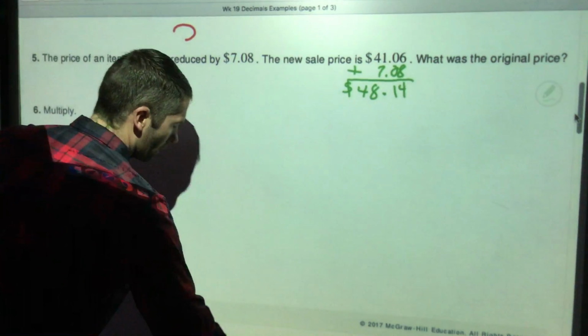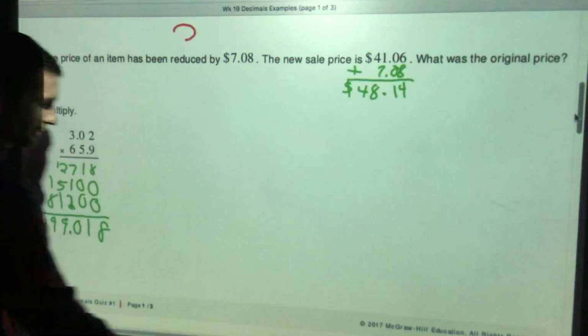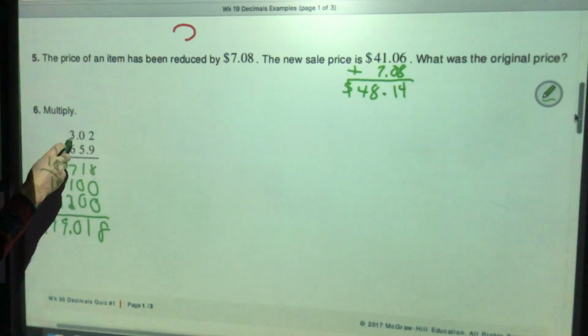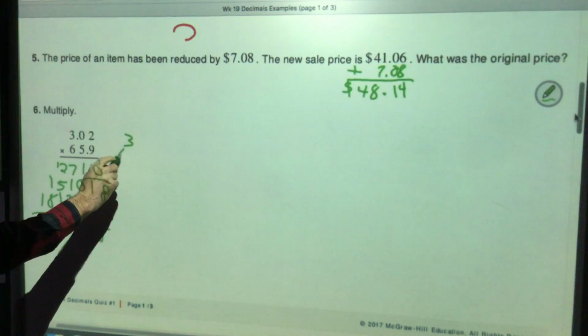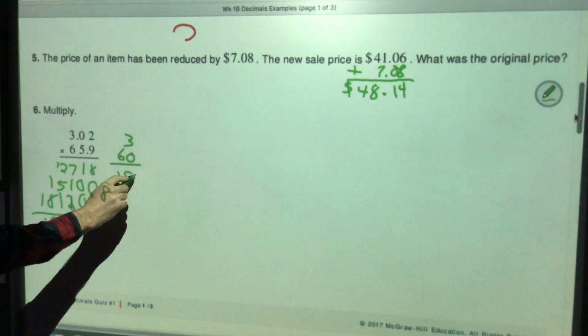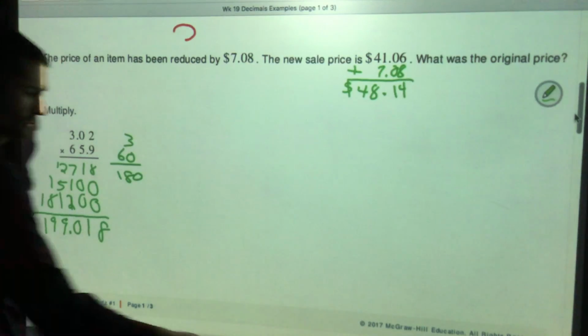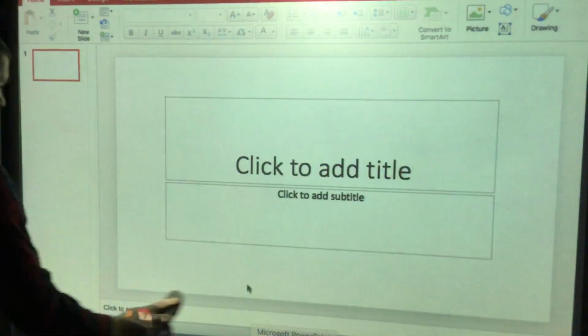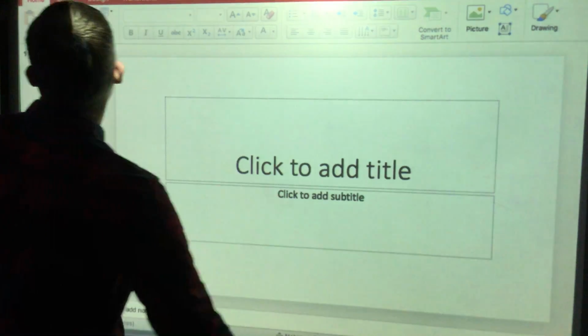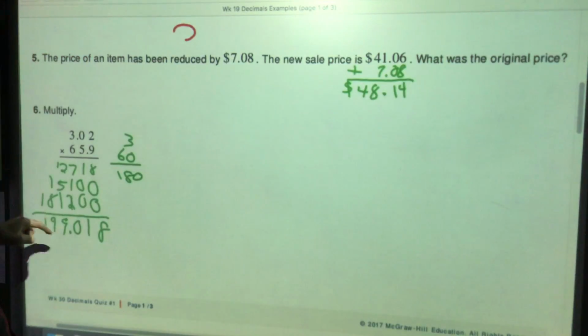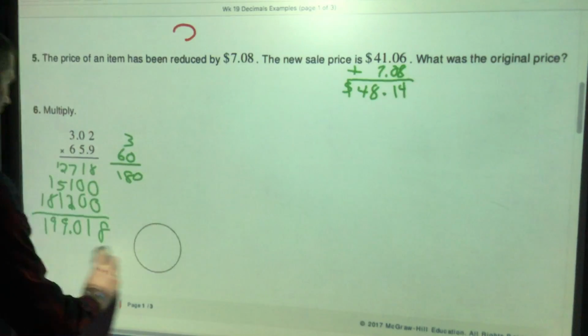Now just to make sure, let me go back to the original. That's close to 3, that's close to 60. 3 times 60 is 180. My answer should be close to that. It is. It's a little bigger than that, which is good. Okay, moving on, question 7.